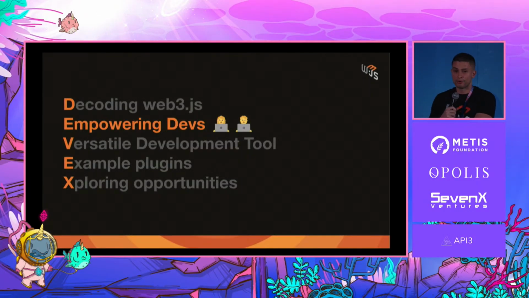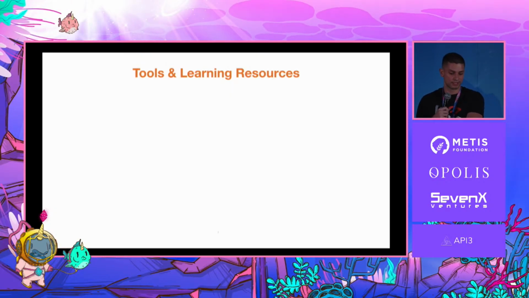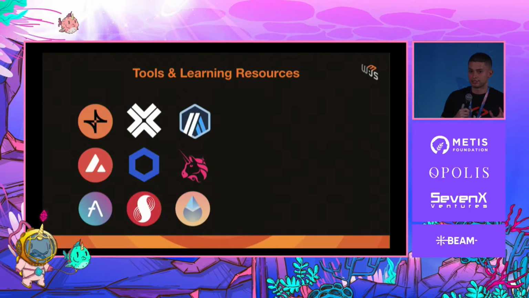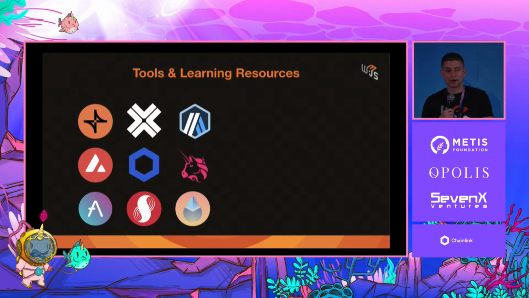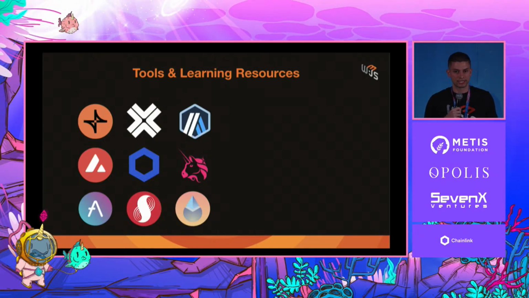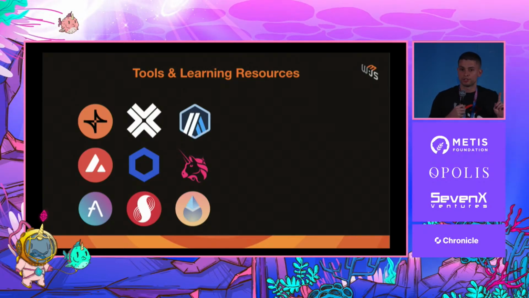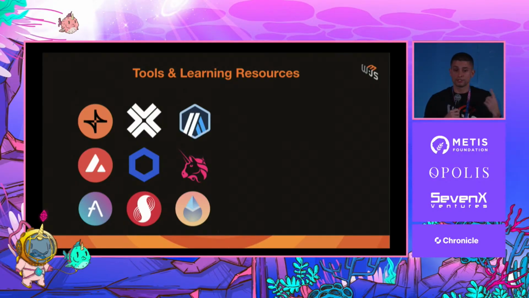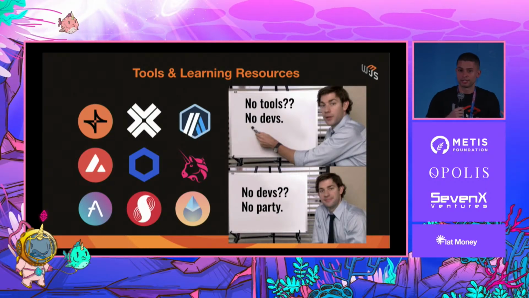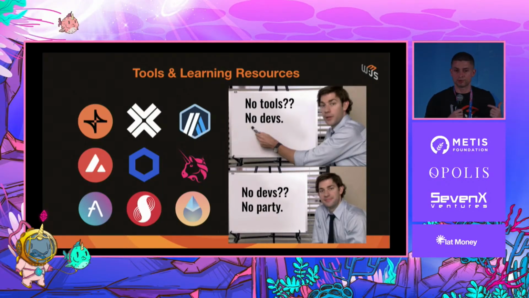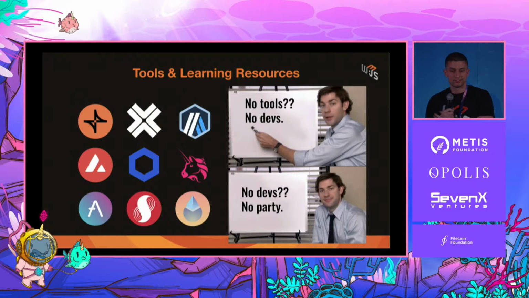So now let's see how we can empower developers to build in Web3. Here we have a list of some well-established Web3 projects in the industry, like Sigma, Axelar, Arbitrum, Avalanche, Chainlink, Uniswap, etc. And all of them share one feature in common. This feature is that all of them provide multiple ways for the developers to interact with their products. So if you want to engage with developers, you need to give them resources to be able to interact with your products. So no tools, no developers, and no developers, no party.